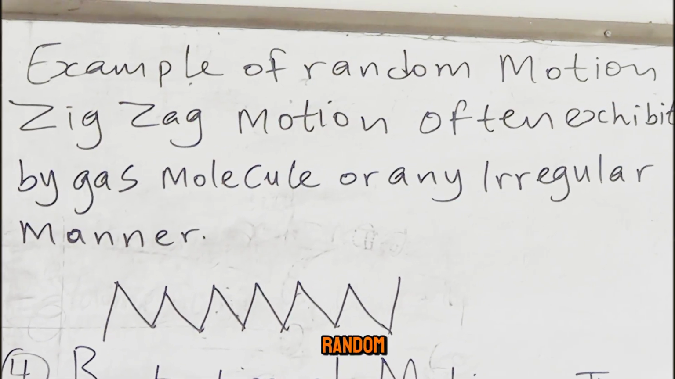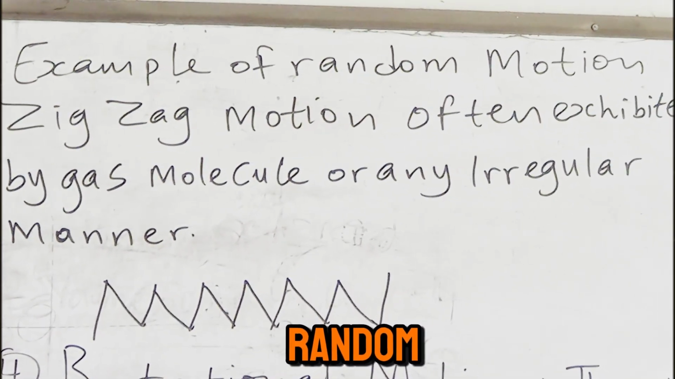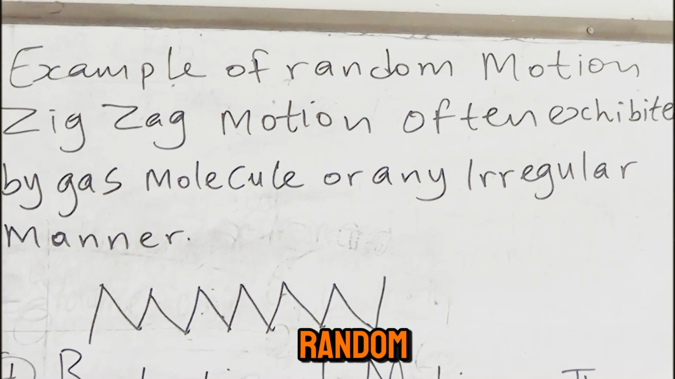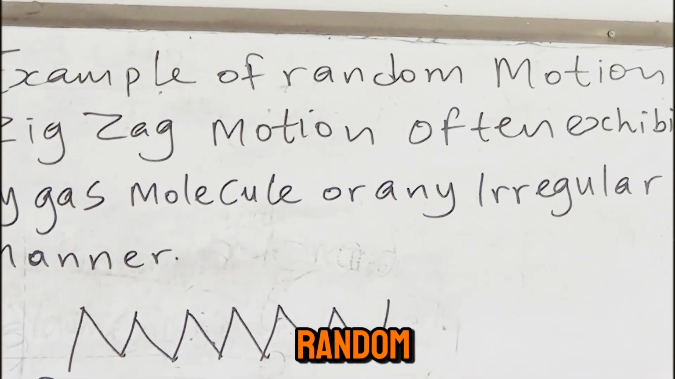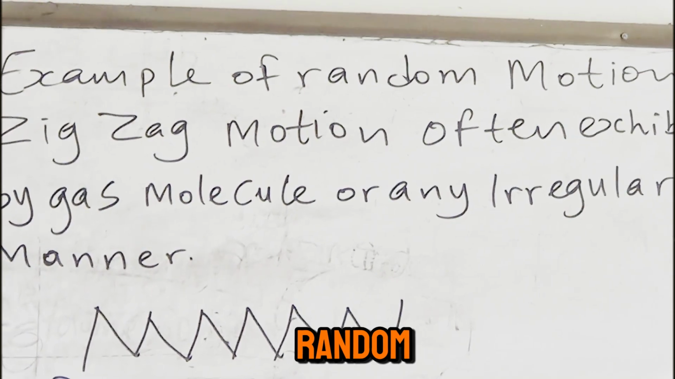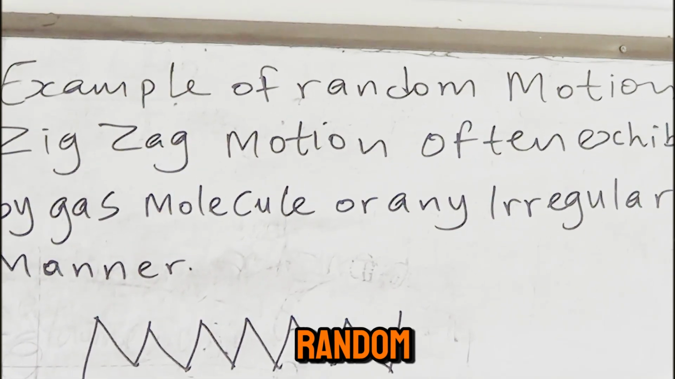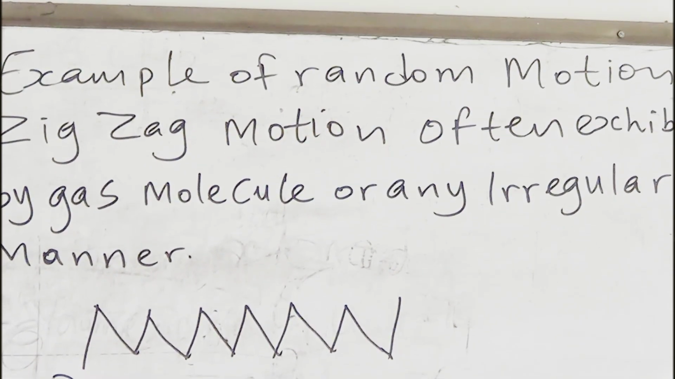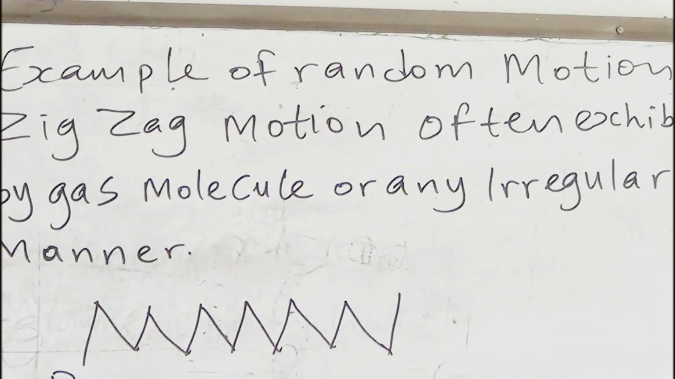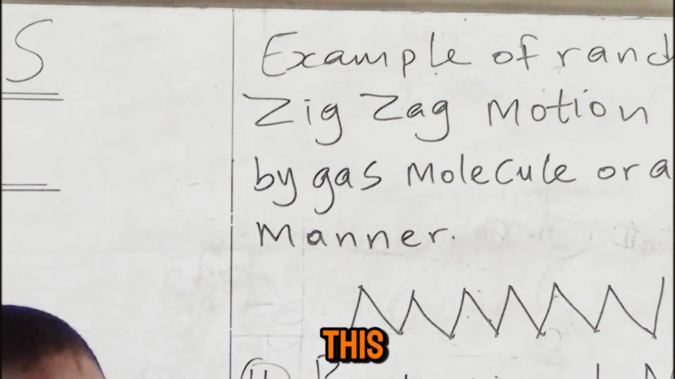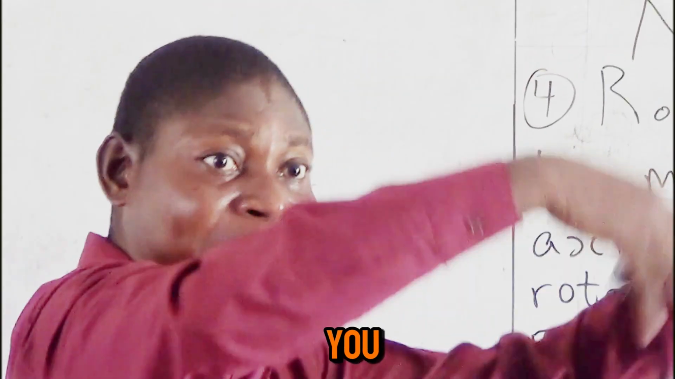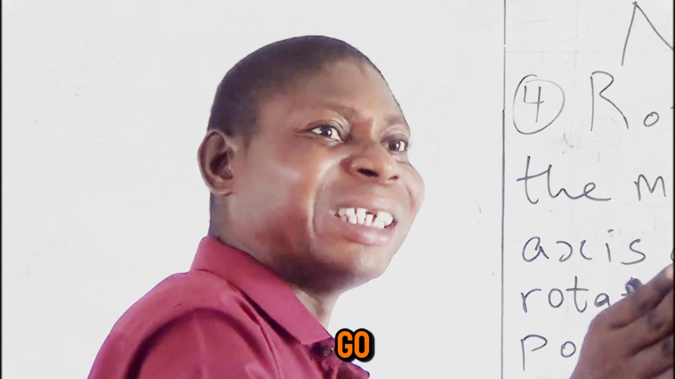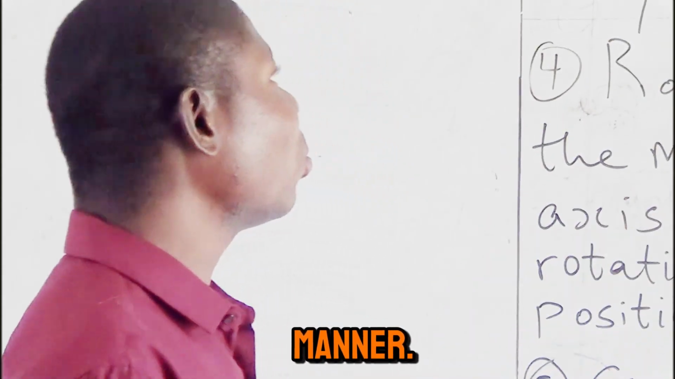Random motion, or zigzag motion, is often exhibited by gas molecules. If you open the gas like this, the gas will spread like this. Gas cannot go in a straight line. It cannot rotate. It will spread. It will go in a zigzag manner.